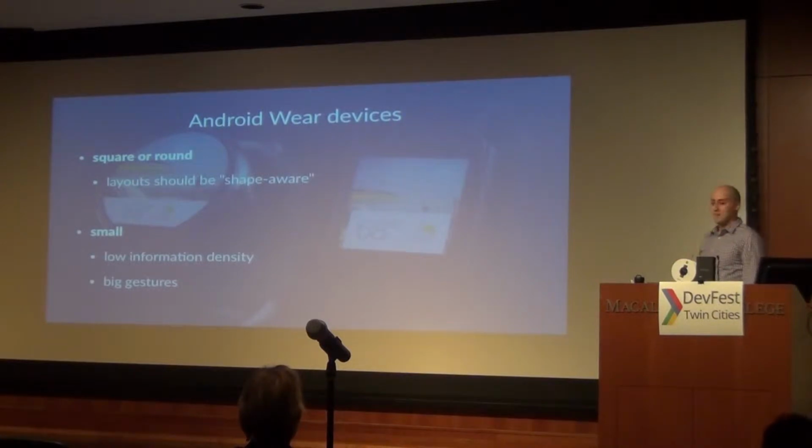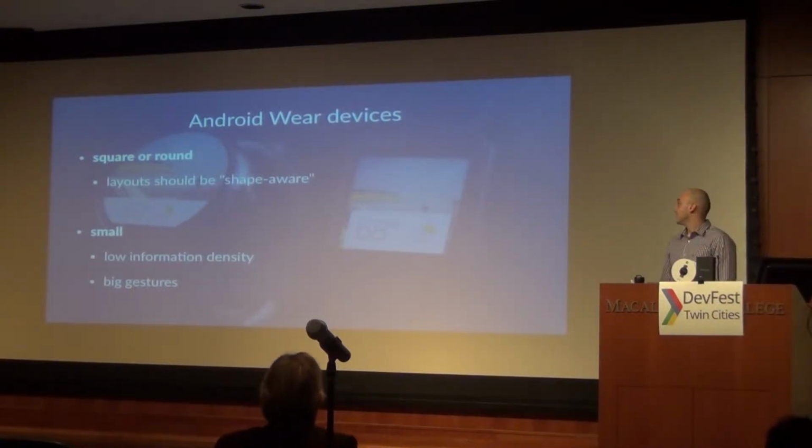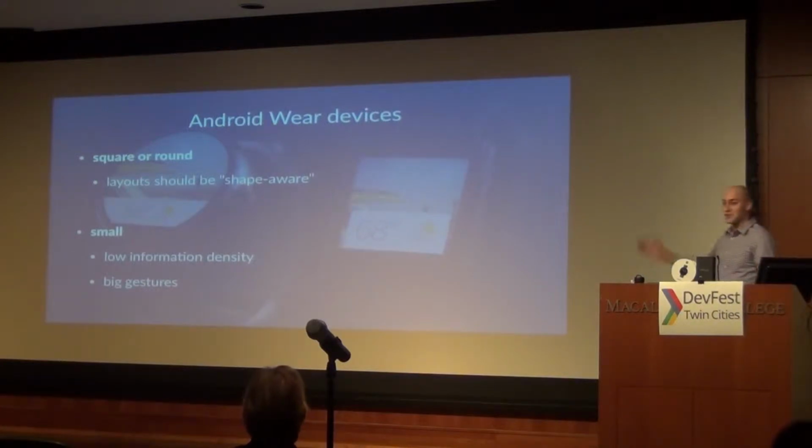There's a couple things that are really obvious, but you need to take into account when you're building an Android Wear app. The first is that they can be square or round. That's kind of a big deal when it comes to making layouts. And they're also small. Because they can be square or round, you have to make sure that your layouts are shape aware, because something that looks good on a square watch might not look good on a round one. And because the watches are small, you shouldn't try to cram too much into one screen. I think both Mike and Chris kind of covered this. So you want low information density on each of your screens, and you want to use big gestures to get around and do stuff.